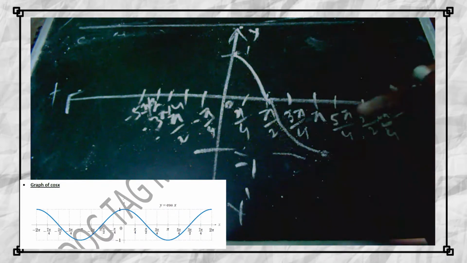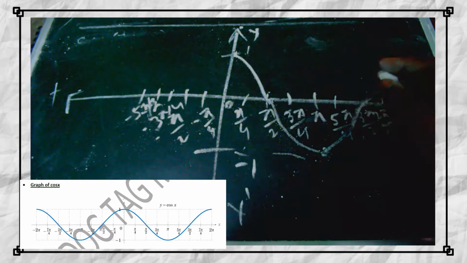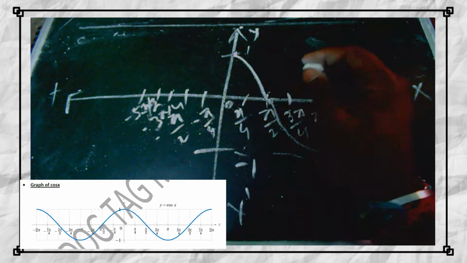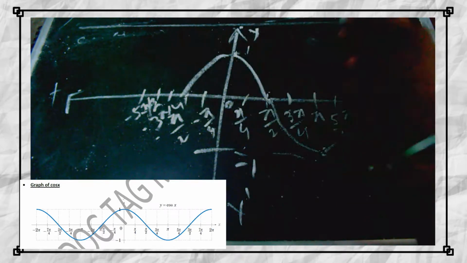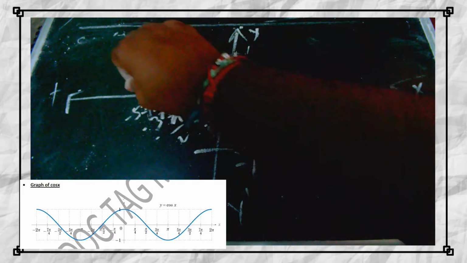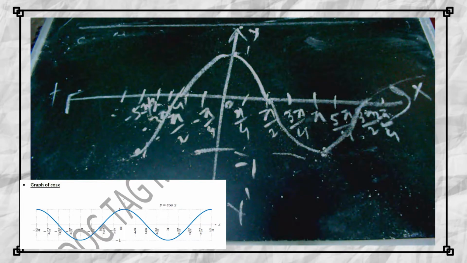Our point will be plotted here. We'll join this, and the value of cos 3 pi by 2 is 0 again. So our point will be here, and it will be joined here. It will move like this in the same way. Now the value of cos minus pi by 2 is 0 again, so it will move here. The value of cos minus pi is minus 1, so the value of minus pi will be here. So the graph is like this.